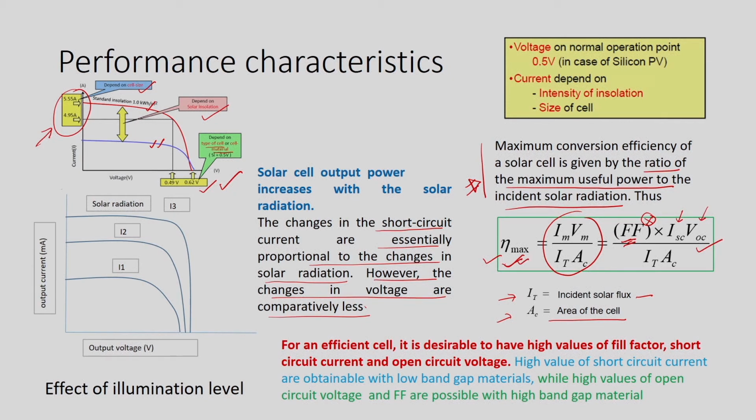Now, interestingly, you can notice that high values of short circuit current are obtained with low band gap material, while high values of open circuit voltage and fill factor are possible with high band gap material. So, then we have to make some kind of compromise. Otherwise, we can see how the efficiency varies with band gap. Then we can pick the best band gap for maximum energy conversion. That also we will discuss in the coming slides.